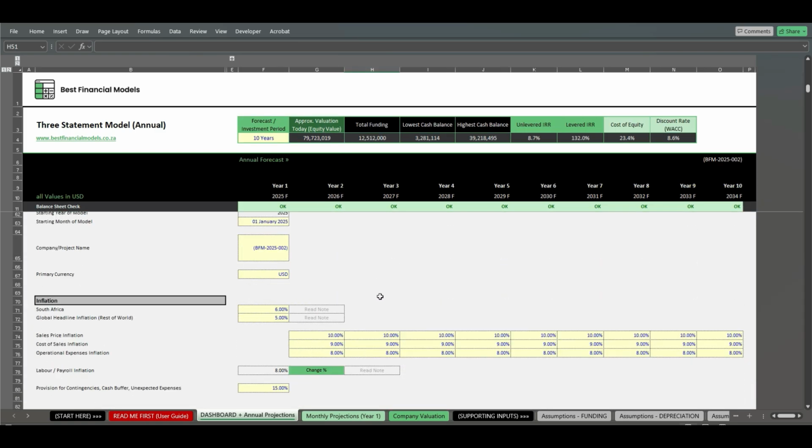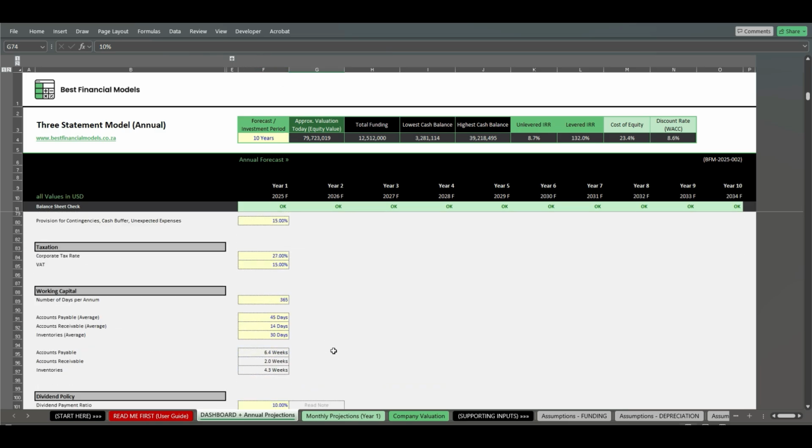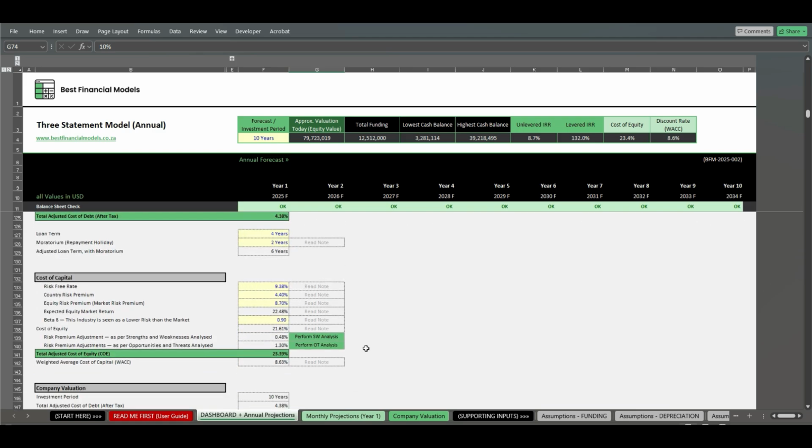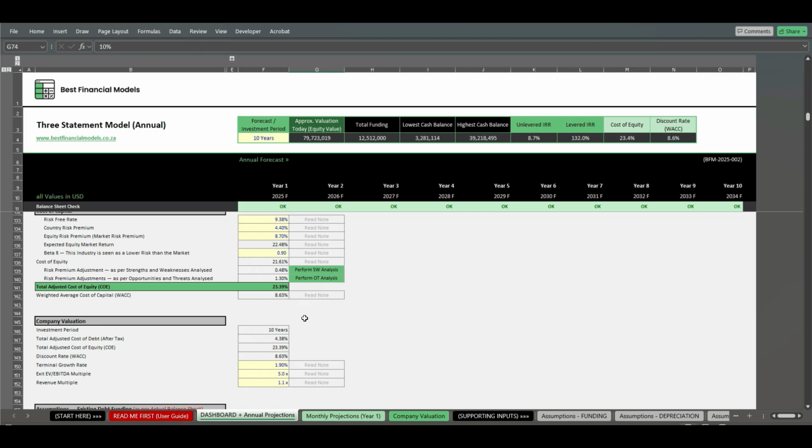The other assumptions and the other inputs that would be required from you would be things like your dates, your starting date of the model, the inflation, taxation, working capital, funding parameters, if it's debt funding, how much interest, what loan terms will be applicable, how long do you have to repay the loan, do you have any moratorium period. The cost of capital is also included here, and then the other parameters that drive your company valuation are also included here.